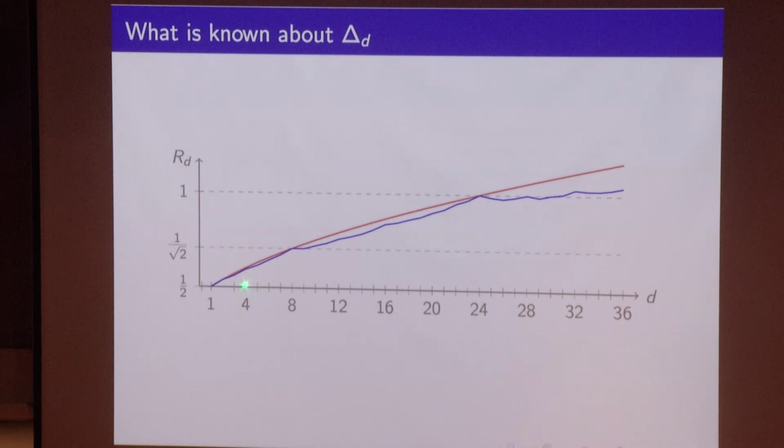In dimension 4, there is a gap. The lines do not coincide. It's just a bad plot. Maybe I should have taken a bigger scale, but there is certainly a gap there.